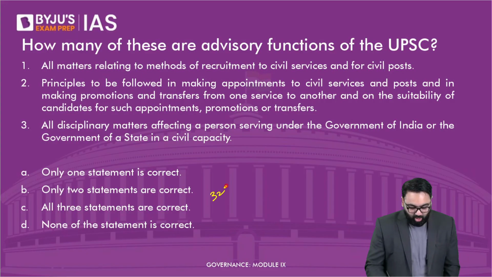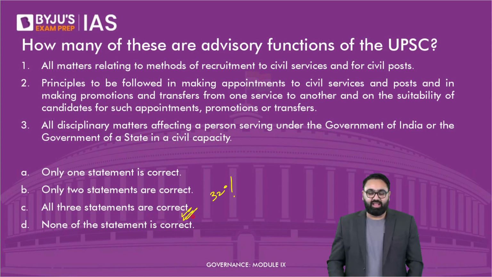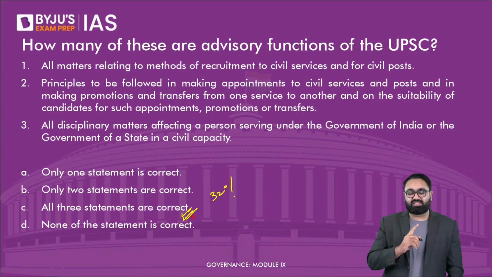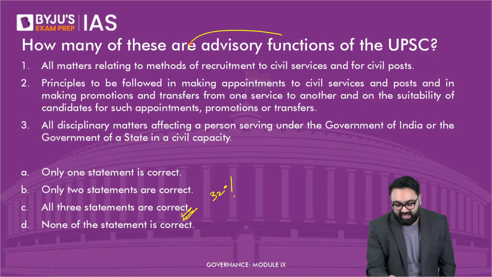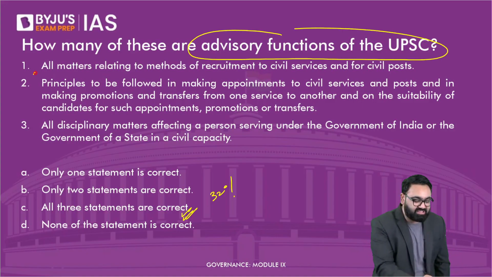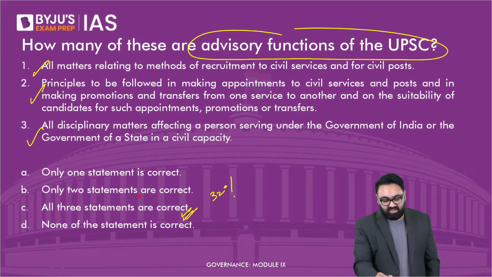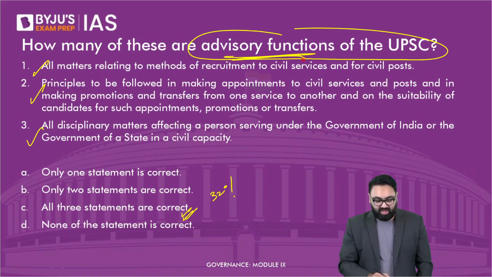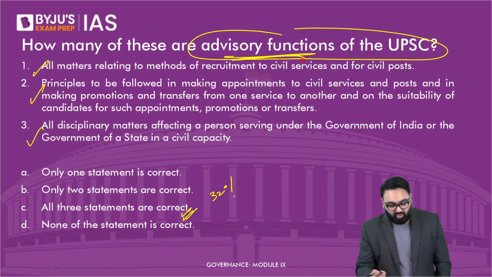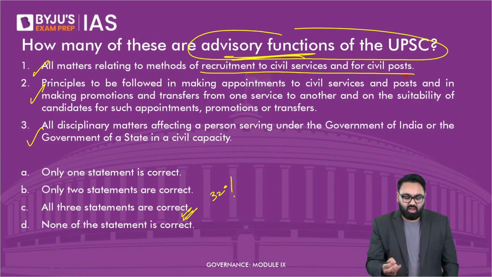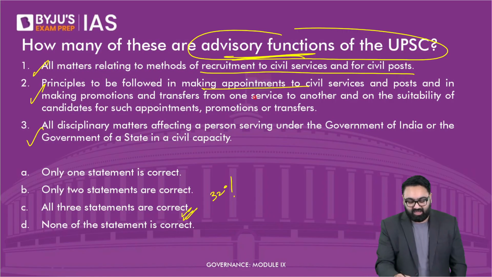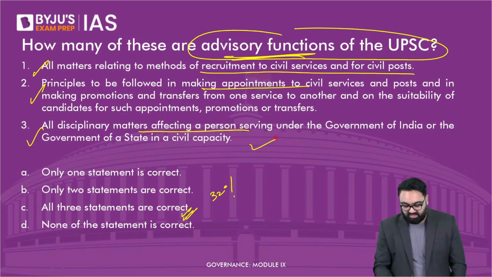32% people are correct. All of these are correct. In this PPT, if you go to the slide where the heading is advisory functions, all these three are mentioned exactly like this. When you go to the PPT in the advisory function, I just showed it to you. All these are absolutely true. They have to advise the government on how to recruit for other civil services posts, other civil posts if they want, how to make appointments, transfers, etc., how to take disciplinary action. All of these are true.